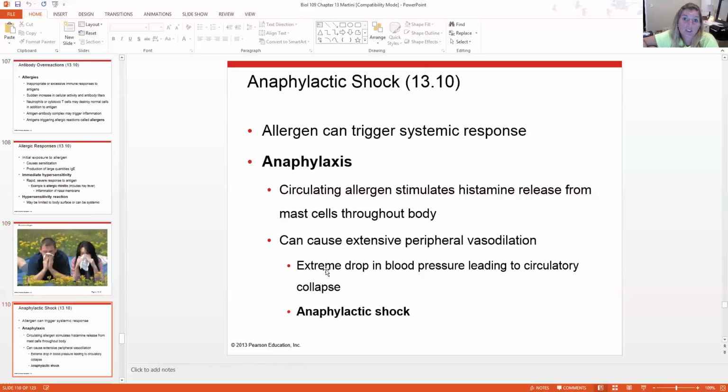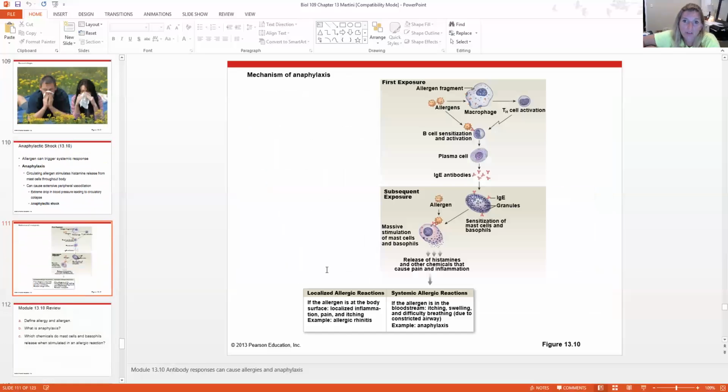and this could lead to anaphylactic shock. So here you see the overall reaction, these allergens coming in, sensitizing and activating B cells, activating macrophages, T cells are activated, ultimately making lots of IgE antibodies, sensitizing the mast cells and basophils, and eventually those histamine and other chemicals can cause pain after the second exposure.